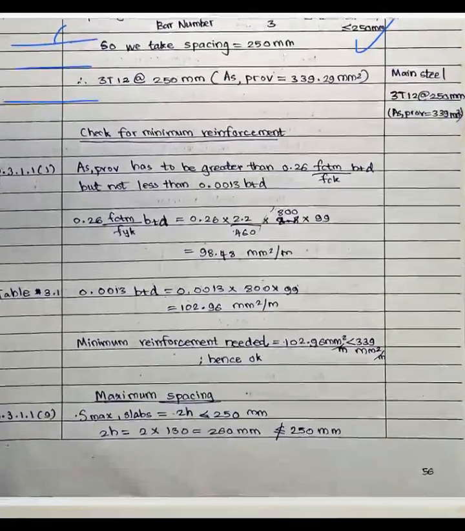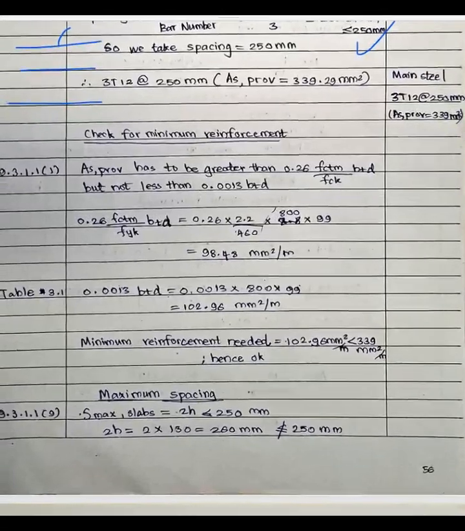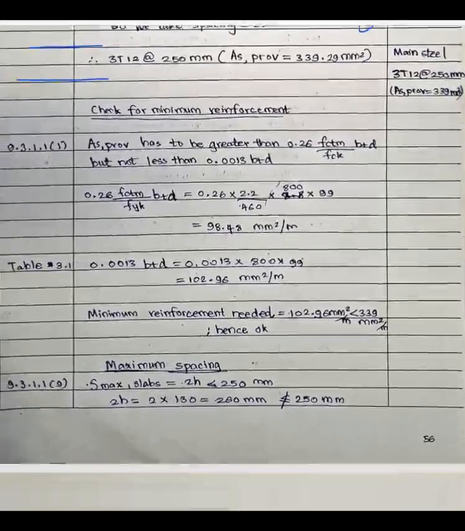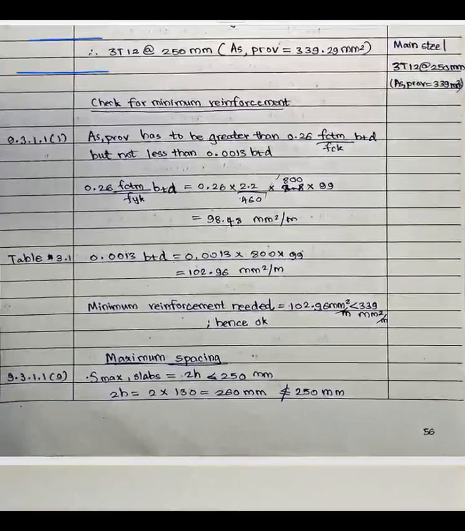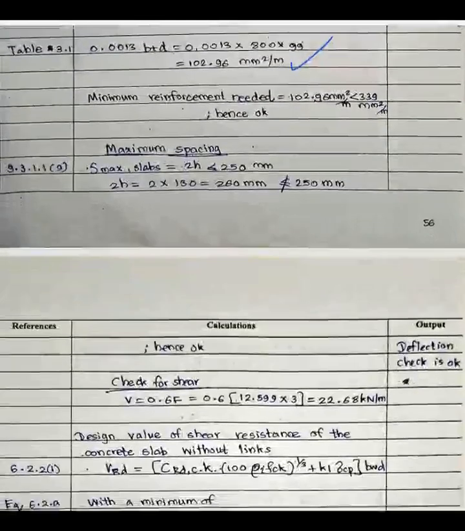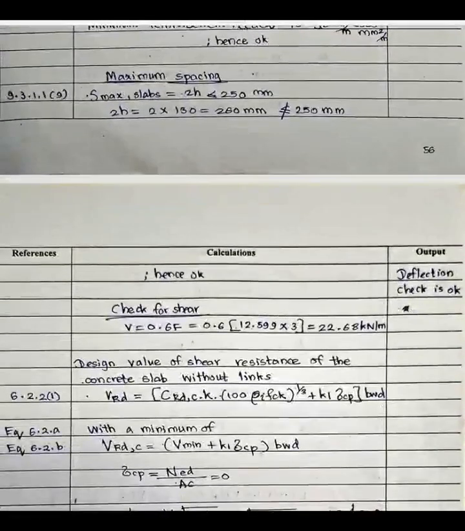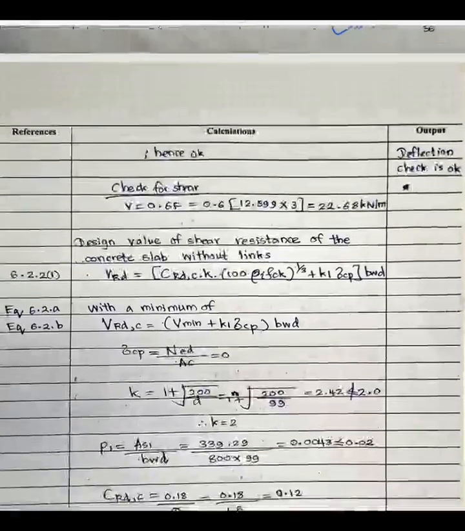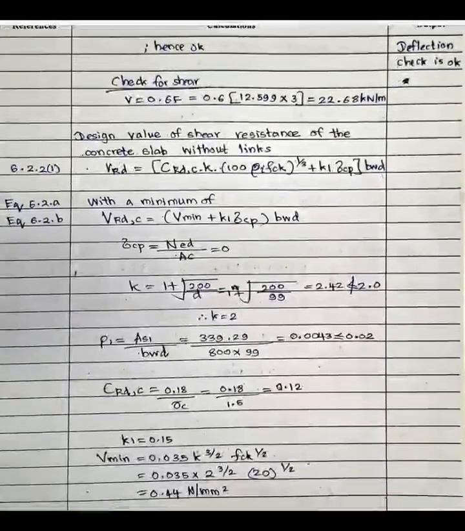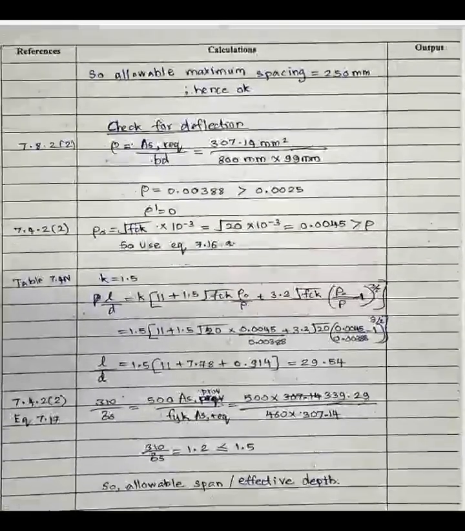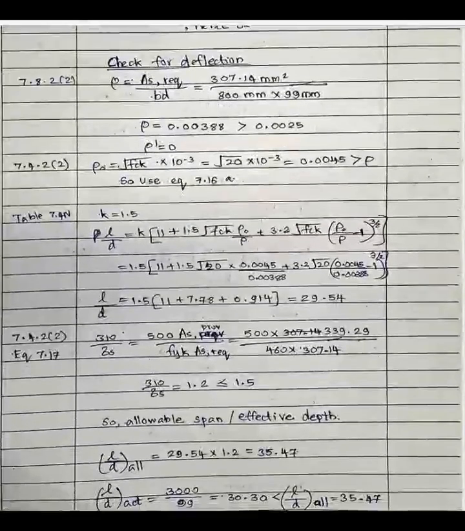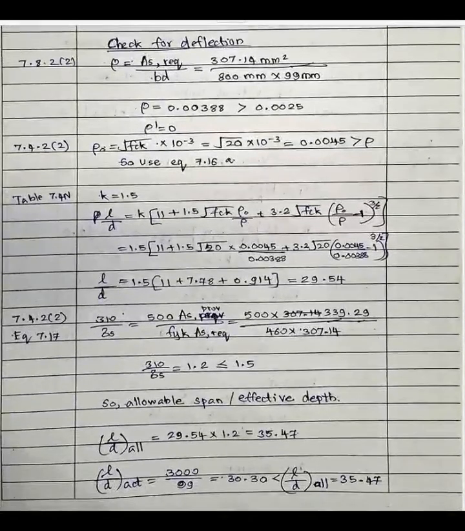After that, we want to check the minimum reinforcement. This is the minimum reinforcement check. You can see the step by step procedure. After that, the maximum spacing check: how to decide the maximum spacing. And also we want to check for shear for this main reinforcement. So this is the step for the shear check. After that, we want to check for the deflection. This is for the deflection check.